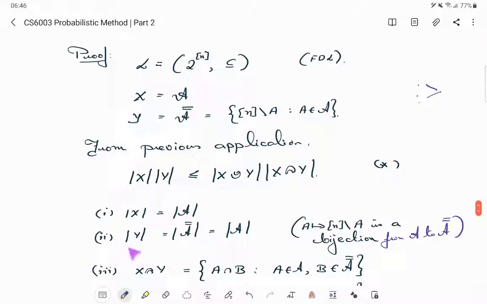Now, what about the cardinality of the pairwise intersection of X and Y? By definition, what is a pairwise intersection? A intersection B, where A is from the first family and B is from the second family.